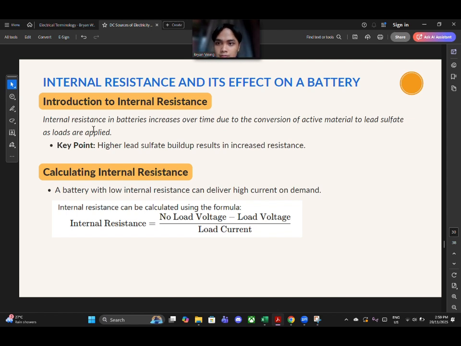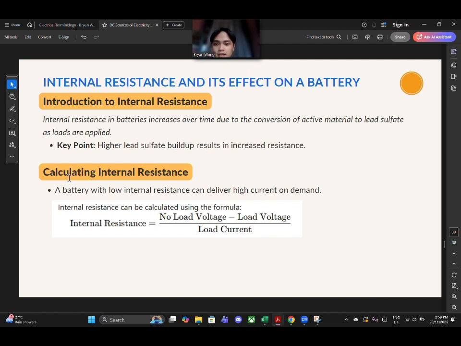Now we have learned about the types of circuits, series and parallel circuits. Now we are going to jump into internal resistance and its effect on the battery. Internal resistance in batteries increases over time due to the conversion of active material to lead sulfate as loads are applied. The key point here is that higher lead sulfate buildup results in increased resistance.